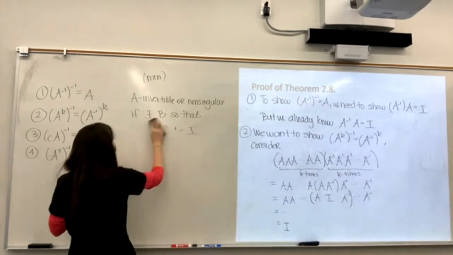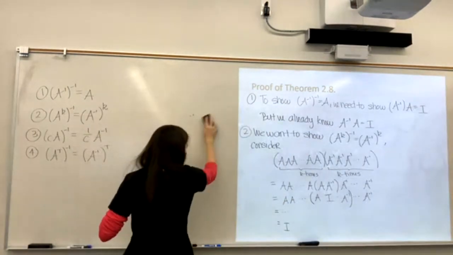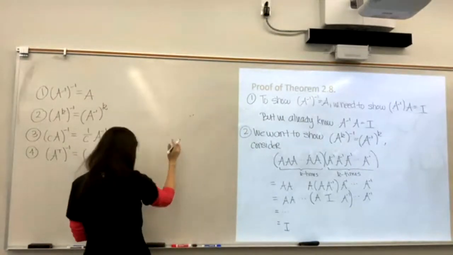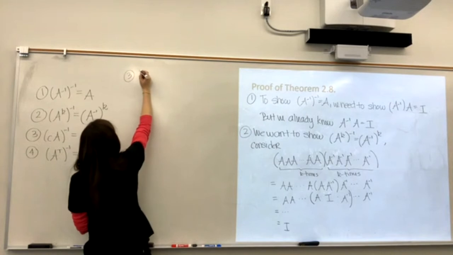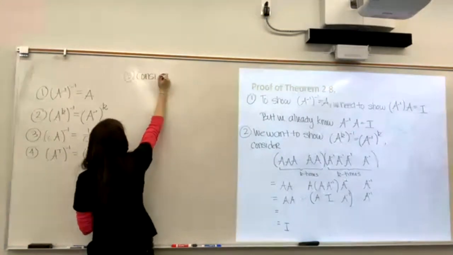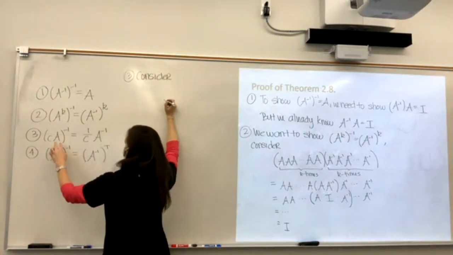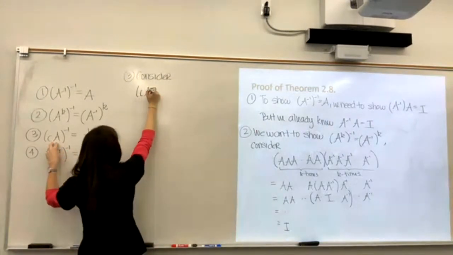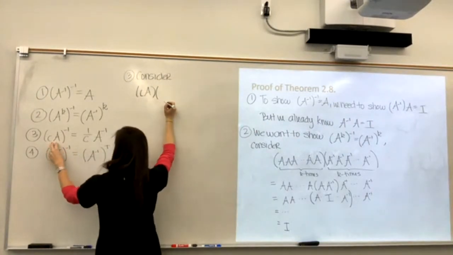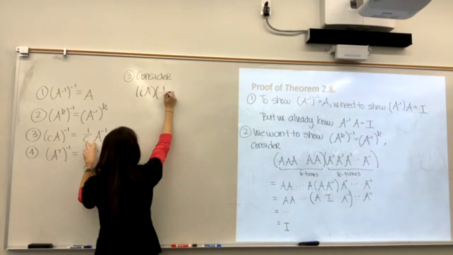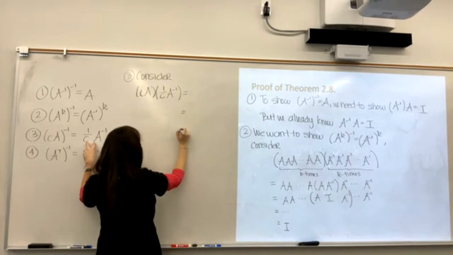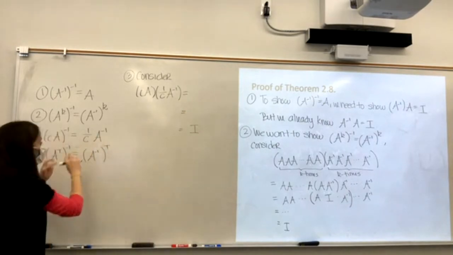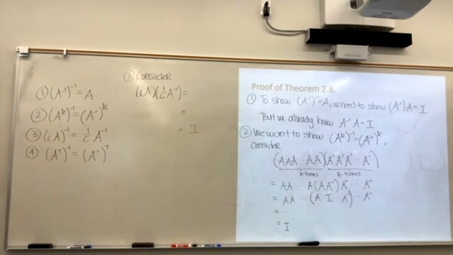All right, the third one. So a scalar multiple of A. We want to show that if we take a scalar multiple of A and we multiply it by 1 over that scalar times A inverse, we multiply those two things together, then we get the identity.